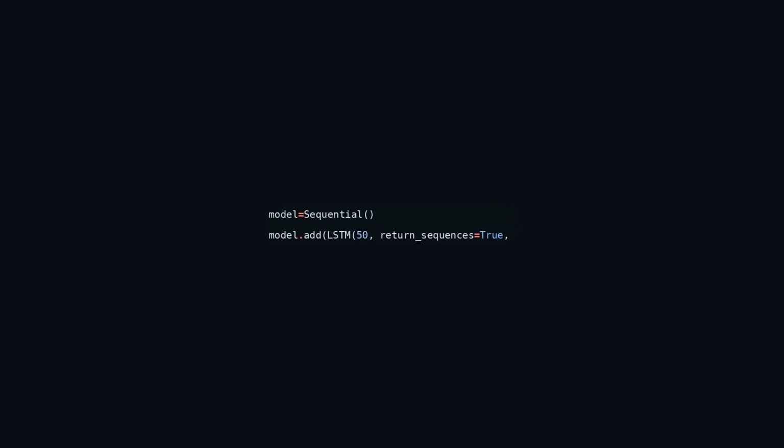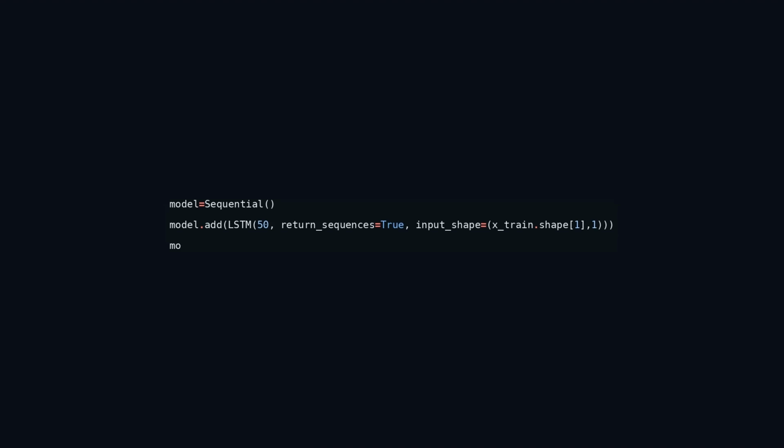sequences. LSTM(50, return_sequences=True, input_shape=(x_train.shape[1], 1)). This initial LSTM layer incorporates 50 memory units and is configured to return sequences rather than a single outcome. The input shape parameter defines the format of the input data. LSTM(50, return_sequences=False). The subsequent LSTM layer features 50 memory units, but this time, the return sequences parameter is set to false, implying that it will provide the output solely at the concluding time step of the sequence.